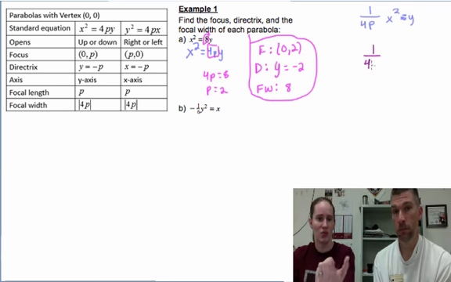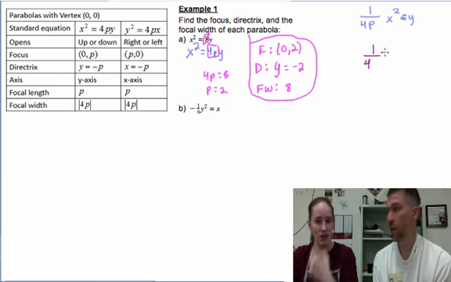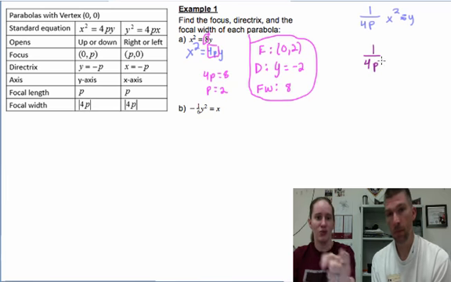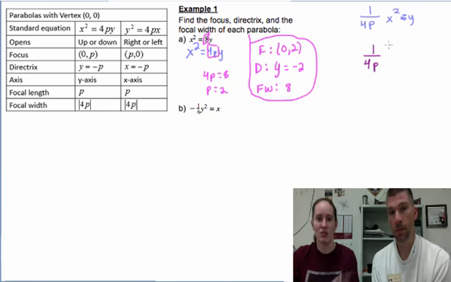Yes. No. X squared opens up and down. Oh, that's what I meant. The next one opens left, right. Yes, this one opens left, right. And if we write the second equation, like he mentioned, where it's x equals, then we'd have 1 over 4p y squared equals x.